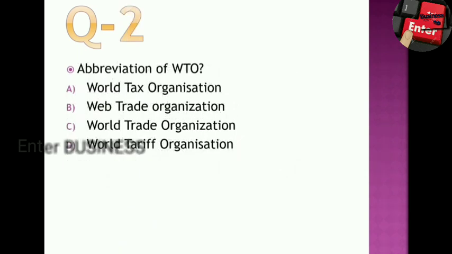And the second one is, what is the abbreviation of WTO? Option A, World Tax Organization. Option B, Web Trade Organization. Option C, World Trade Organization. Option D, World Tariff Organization. So WTO is an important subject in Unit 2, so we can expect more questions related to this WTO. So the abbreviation of WTO is option C, World Trade Organization.